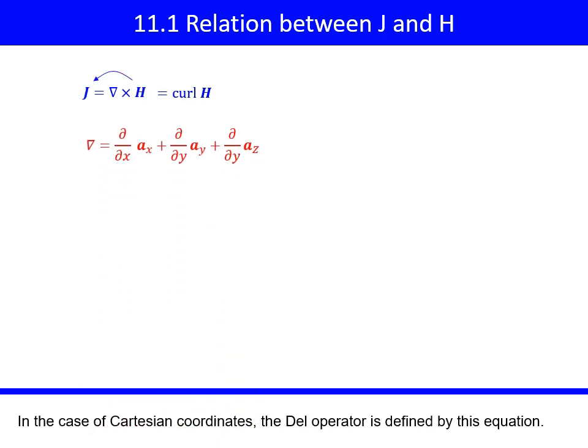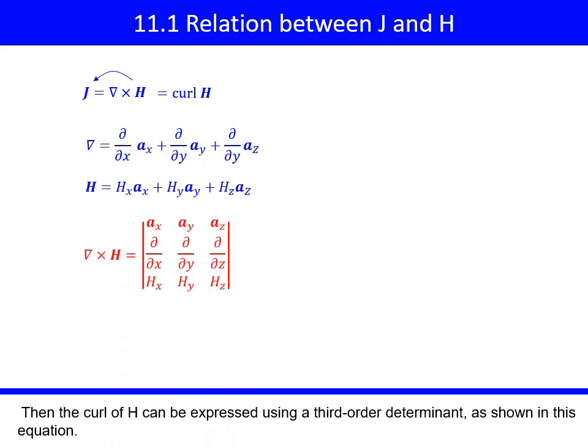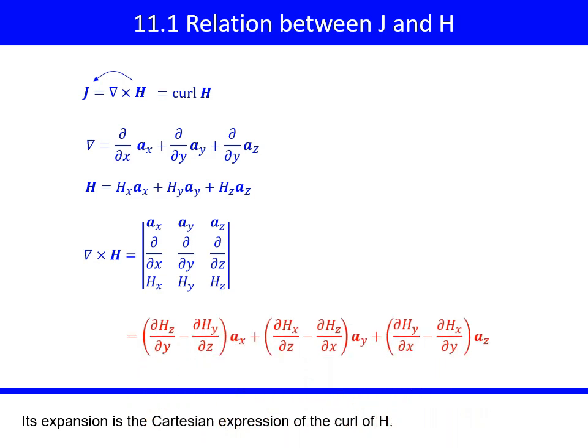In the case of Cartesian coordinates, the del operator is defined by this equation. Then the curl of H can be expressed using a third-order determinant, as shown in this equation. Its expansion is the Cartesian expression of the curl of H. For the calculation of J, we only need to know local information about H.